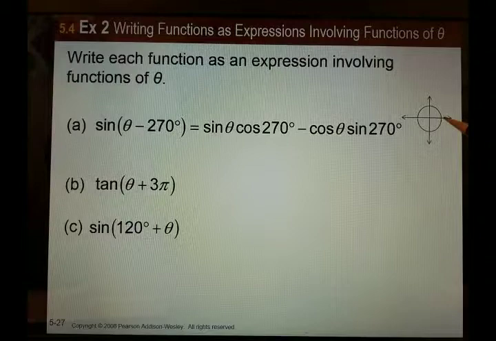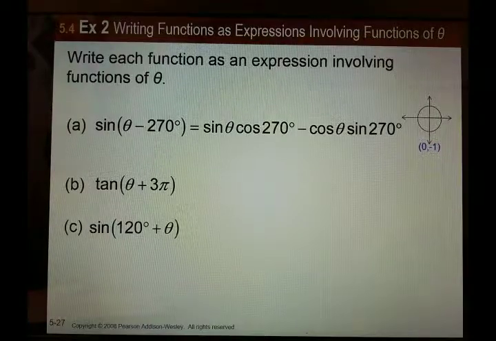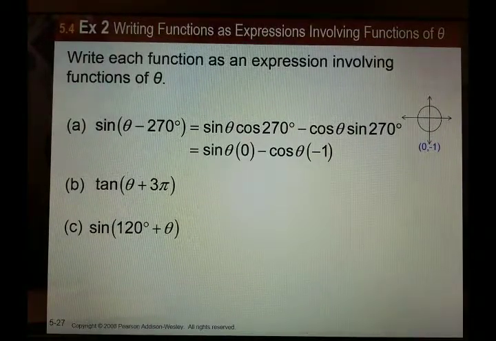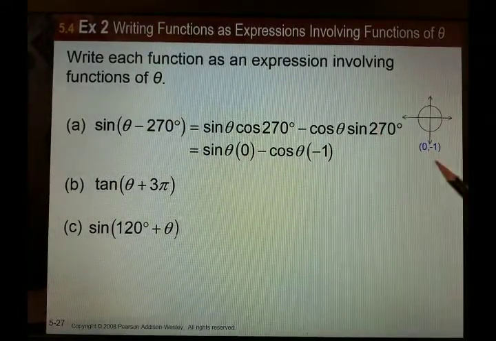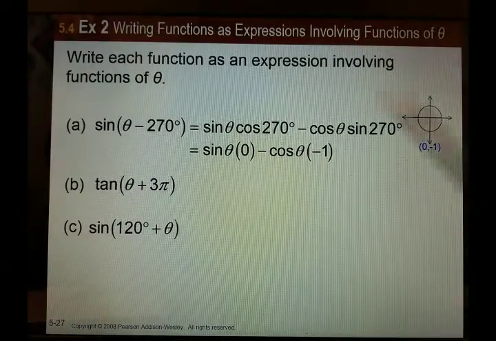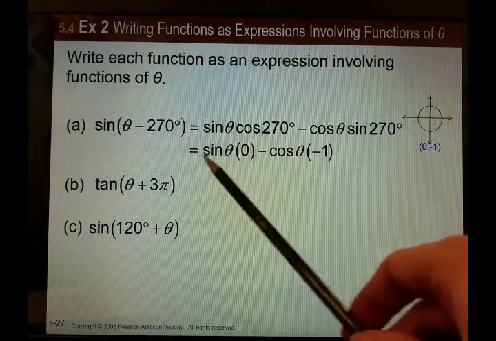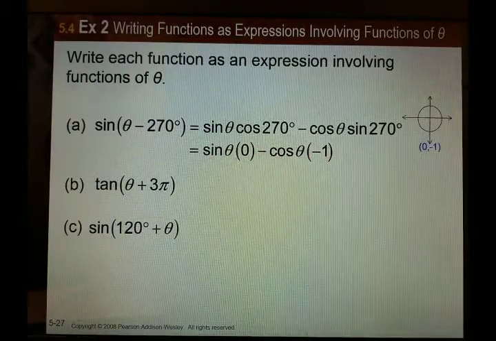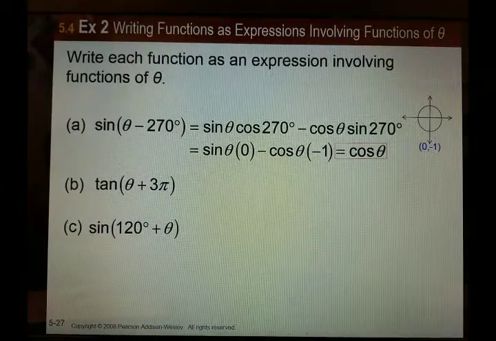Now, 270 degrees, y'all, that's going to be 90 degrees, 180. 270 is going to put me at the bottom on the circle using the point 0, negative 1 with the radius of 1. Remember that the cosine is the x over r, so 0 over 1 would be the 0. The sine at 270, that would be the y over r, so negative 1 over 1, which is negative 1. 0 times anything would be 0, so this is 0. That's just gone. Negative times negative is positive, so we get positive cosine of theta for the answer.